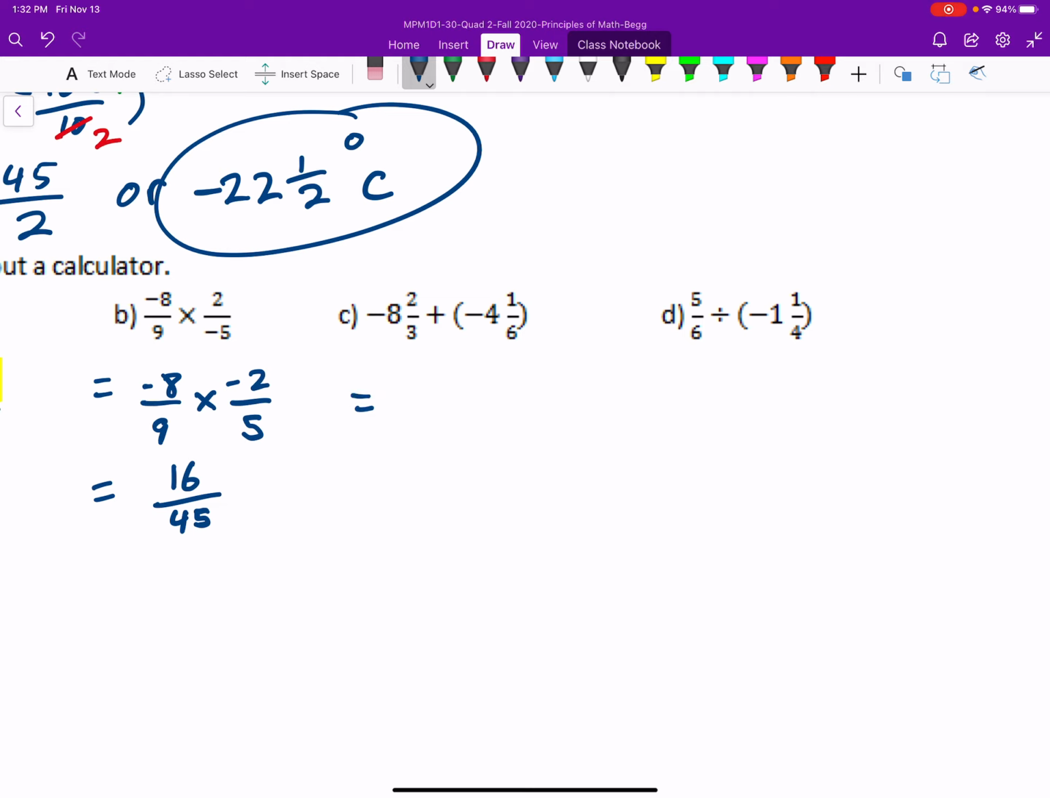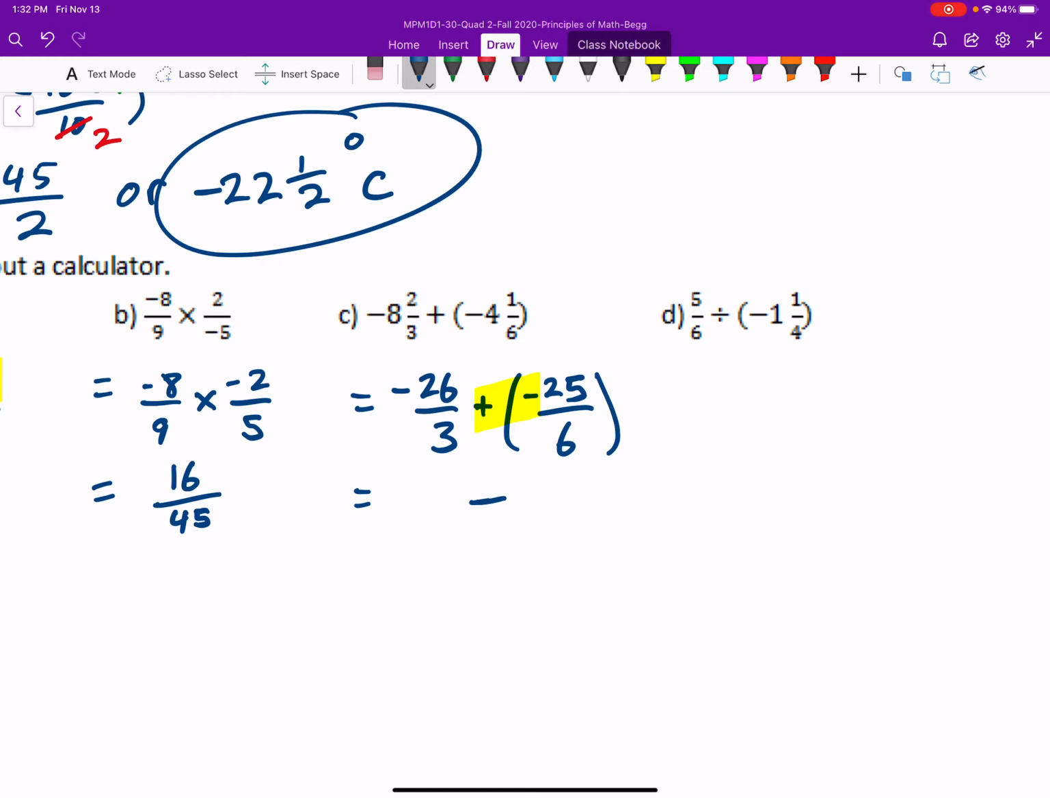Here we've got mixed numbers. I would 100% change this to improper fractions. 8 times 3 is 24, plus 2 is 26, over 3, put the minus sign up top. Plus, 4 times 6 is 24, plus 1 is 25, over 6 on the bottom. Put the minus sign on top. Combine these two signs. This plus and the minus is going to combine to give a minus overall. Okay? So I'm going to have a minus overall.